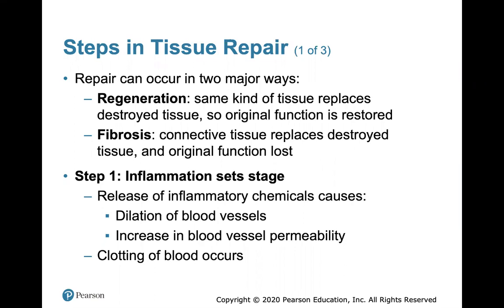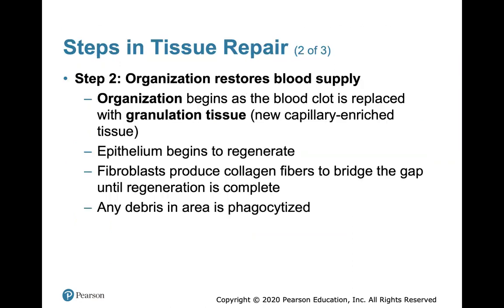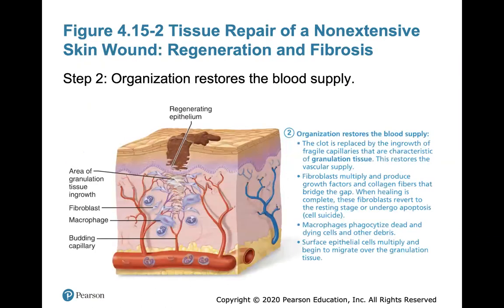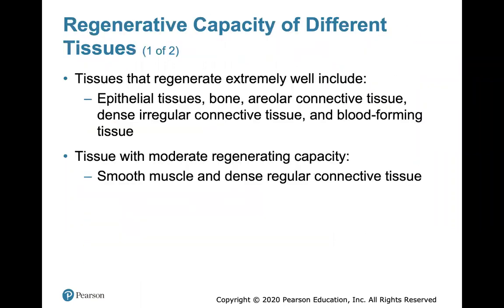Step one, I'm going to let you guys read through these steps in tissue repair on your own. I don't think I ask you too many questions about skin wound regeneration and fibrosis, but you should know about it. Step two, organization restores blood supply. Step three, regeneration and fibrosis affect the permanent repair. So talking about scab, fibrous tissue maturing, and the epithelium thickening and beginning to resemble the adjacent tissue.